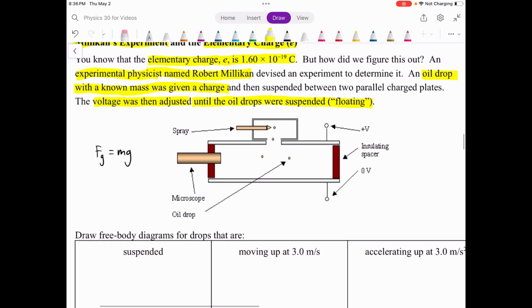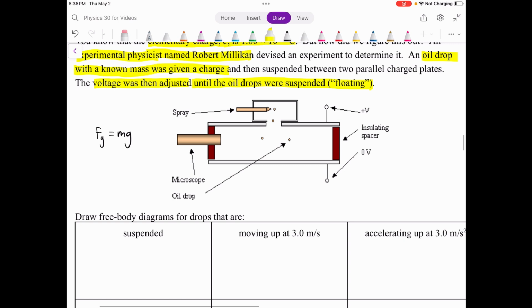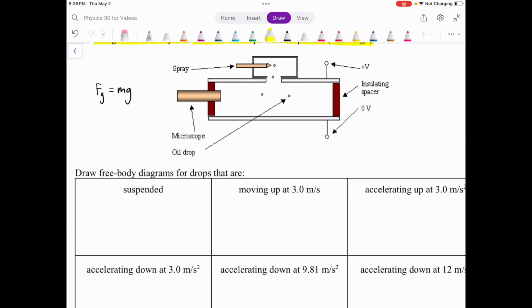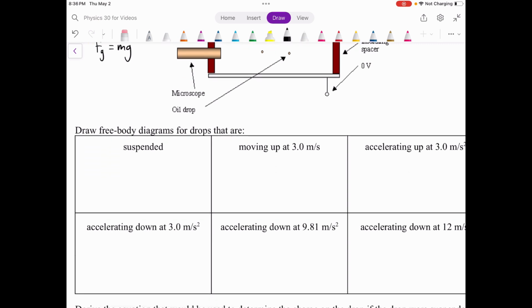Now, that's a little bit simpler than the actual experiment, but that's the core idea of it, right? Try to get it so that the forces acting on it are balanced so that it's not moving at all, okay? Just reminding ourselves of how this works, the physics involved here, the dynamics, okay?